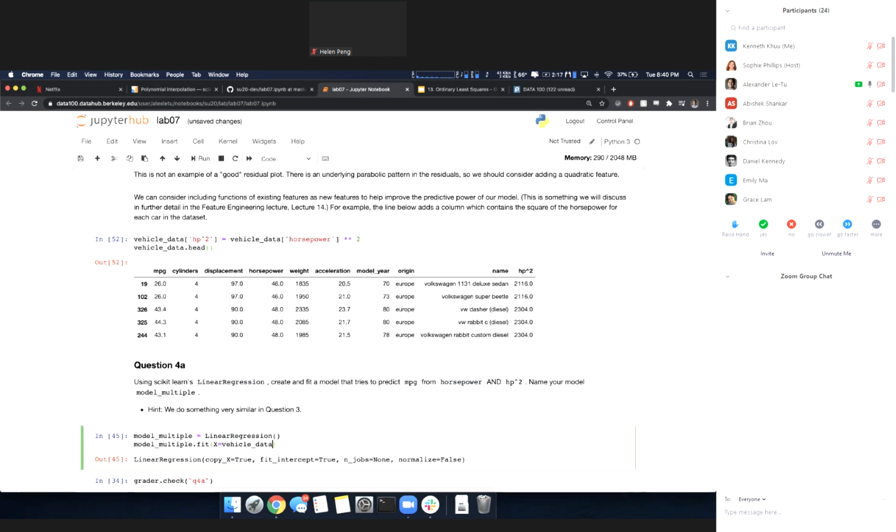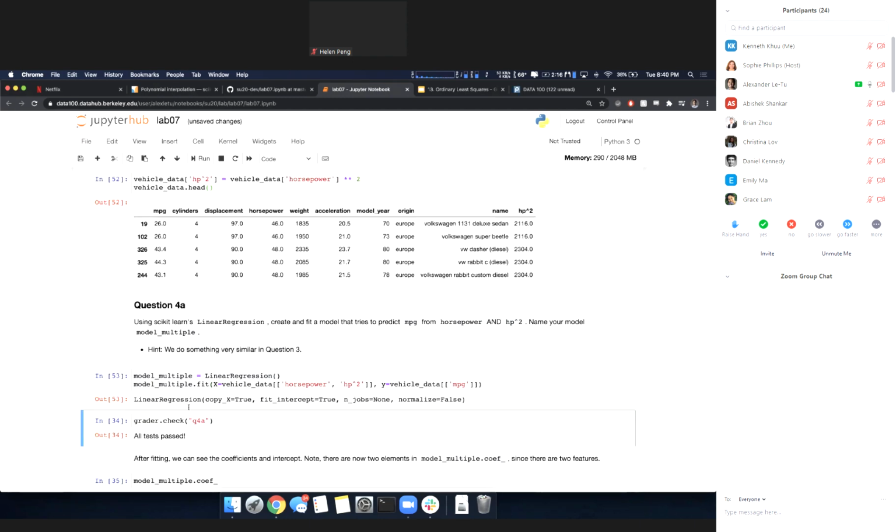We can do vehicle data, and our first column is going to be horsepower, which we can view as X1. Then our X2 data is going to be this horsepower squared column. Our Y is just going to be the miles per gallon that we wanted to predict before, so vehicle data and miles per gallon. Cool. That should give you this output line, linear regression, and some other debug output along with that.